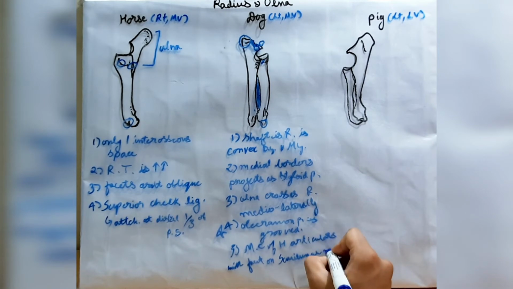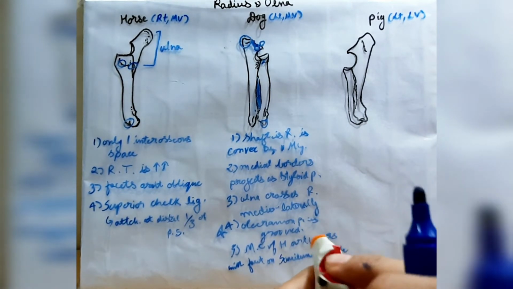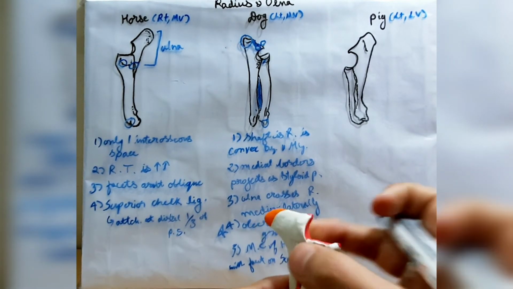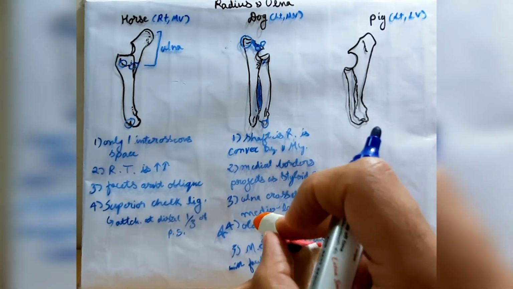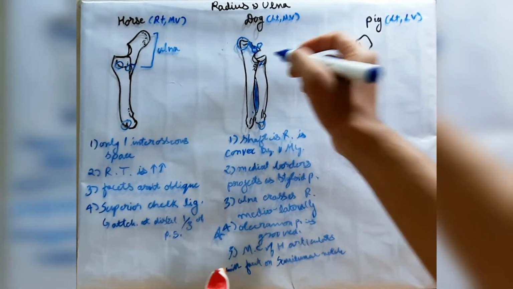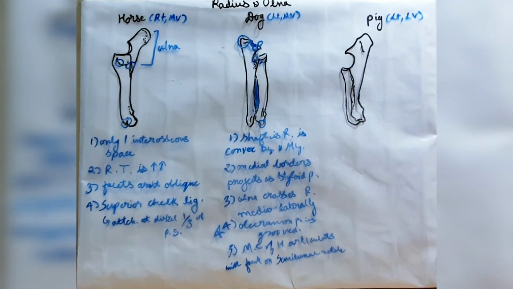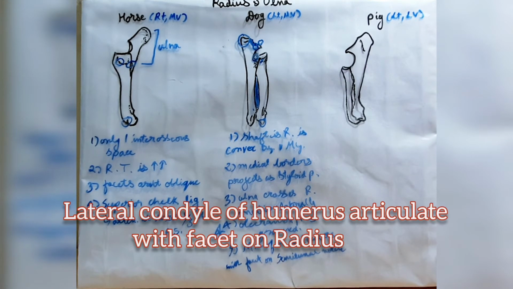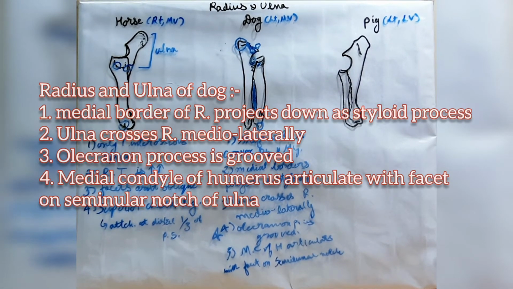So what is the semilunar notch? Here, this is the semilunar notch. It is completely articulating with the radius here by 2 facets. But in case of dog, what will happen? You will have a small facet coming out of the semilunar notch here. So only the medial condyle of the humerus articulates with the semilunar notch of ulna, and the lateral condyle of humerus articulates with the facet on radius.